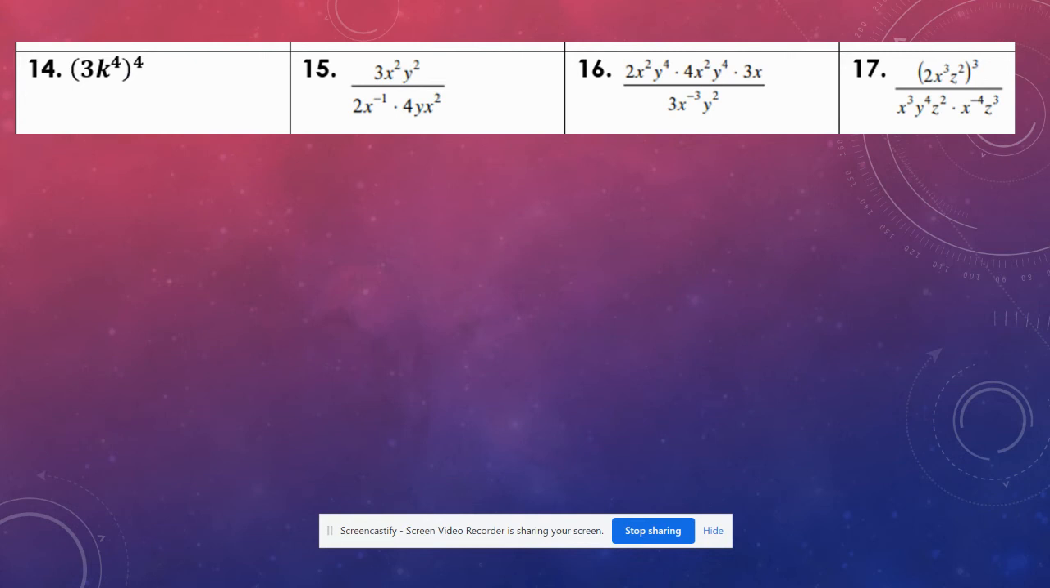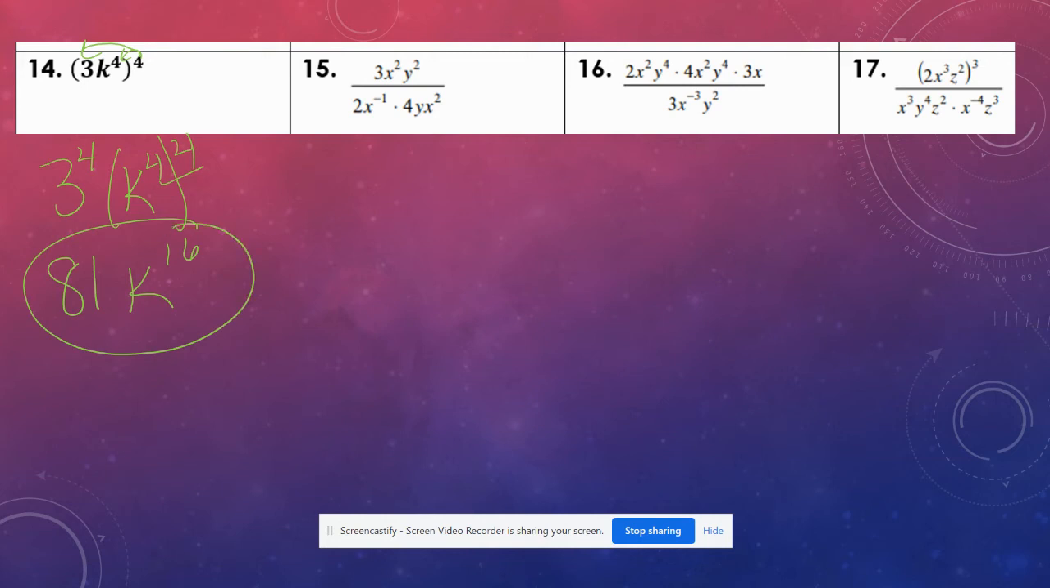Our last row. Remember, the fourth power goes to the k and the 3. So we have 3 to the fourth and k to the fourth to the fourth. 3 to the fourth is 3 times 3 times 3 times 3, which is 81. And power of a power rule says 4 times 4 is 16. So 81 k to the 16th.